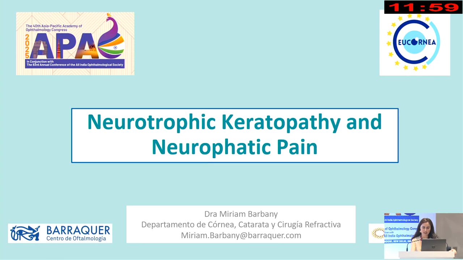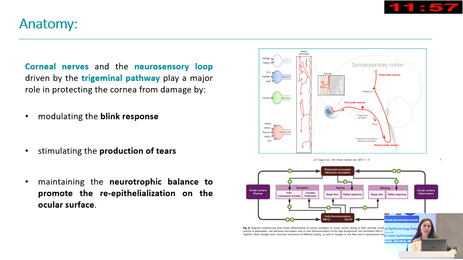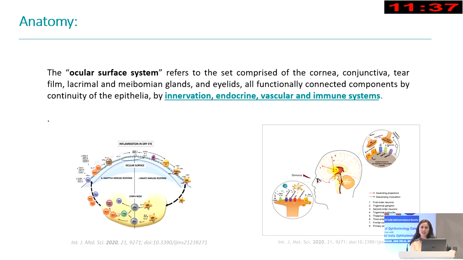Well, thank you for your kind invitation. This talk will be on neurotrophic keratopathy and neuropathic pain. So first of all, let's remind that corneal nerves and the neurosensory loop driven by the trigeminal pathway play a major role in modulating the blink response, stimulating the production of tears, and also maintaining the neurotrophic balance of the ocular surface through reepithelialization. And this is all controlled by innervation, but also by the endocrine, vascular, and immune system.